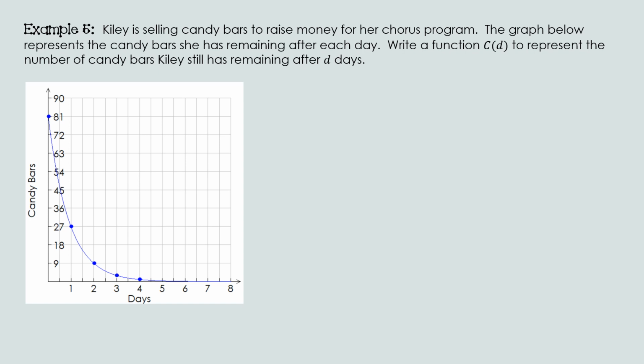Kylie is selling candy bars to raise money for her chorus program. The graph below represents the candy bars she has remaining after each day. Write a function C of D to represent the number of candy bars that Kylie still has remaining after D days. Okay, so we are going to write this as C of D equals. Important to remember that my x-axis represents the D days. So instead of using the variable x, we are going to use the variable D when we're writing our function, okay?